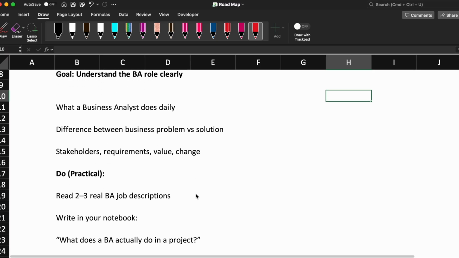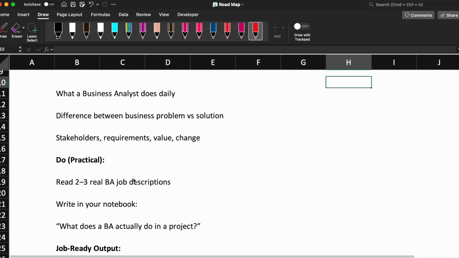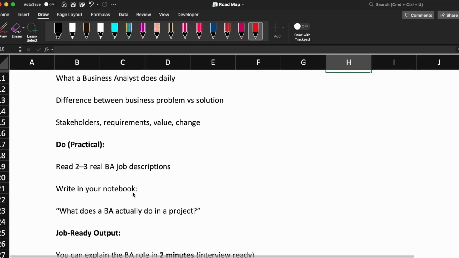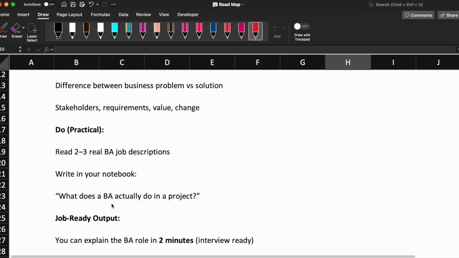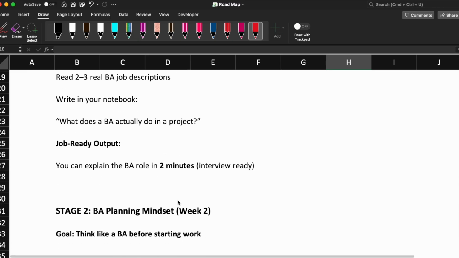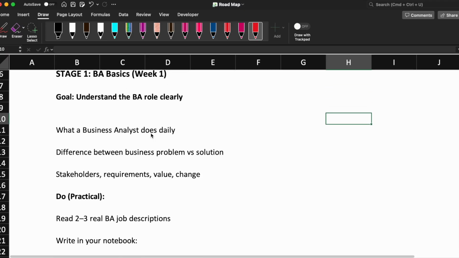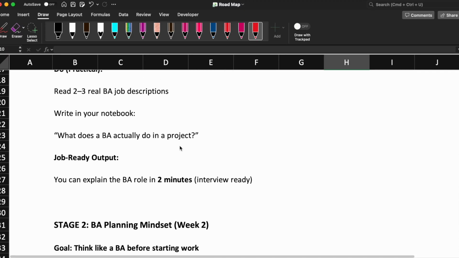So for the practical, you can read 2-3 real BA job descriptions. If you can do more, that would be good. Write in your notebook. I would recommend you read at least 10 to 100. What does a BA actually do in a project? The expected outcome here: you can clearly explain the BA role in 2 minutes in a job interview. So that's your stage number 1. The first week you can complete this task.